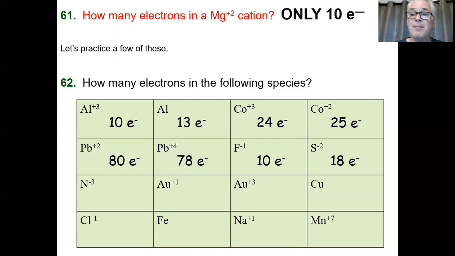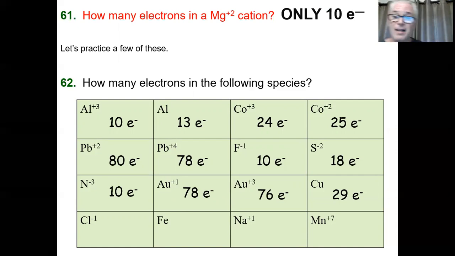Gold is atom number 79. That means it's got 79 electrons. If it loses 1 electron, 79 minus 1 is 78. Now, gold with 79 electrons might lose 3 electrons. And what happens to that then? It becomes 76 electrons. Copper, with no symbol, that's an atom. Copper is element 29. That means it's got 29 electrons right on the periodic table.